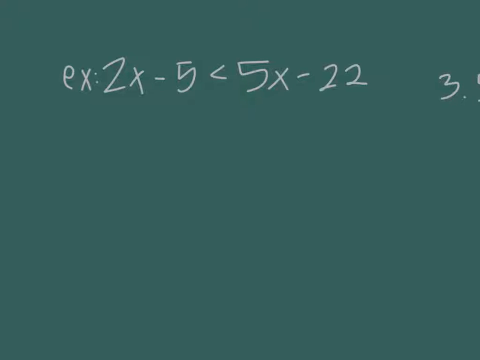Now the way you approach this inequality is the way you would approach an equation with 2 variables. So the first thing I'm going to do is combine the like terms. So what I'm going to do is add 5 to both sides of the inequality. So then I end up with 2x less than 5x minus 17.